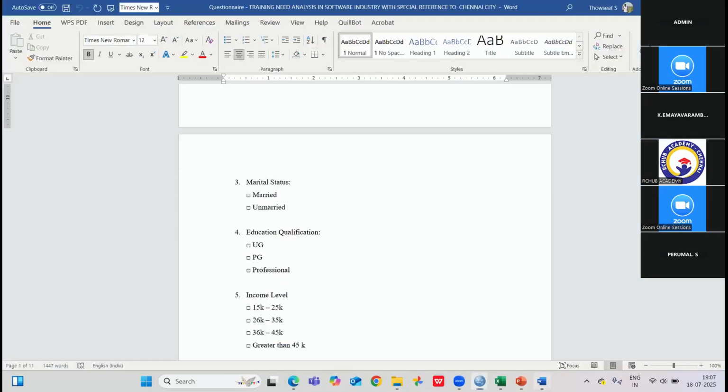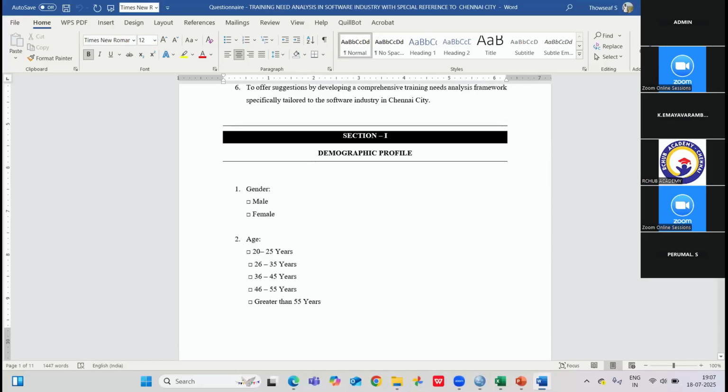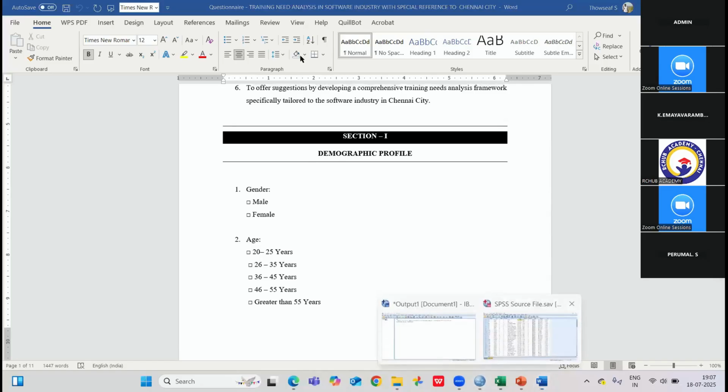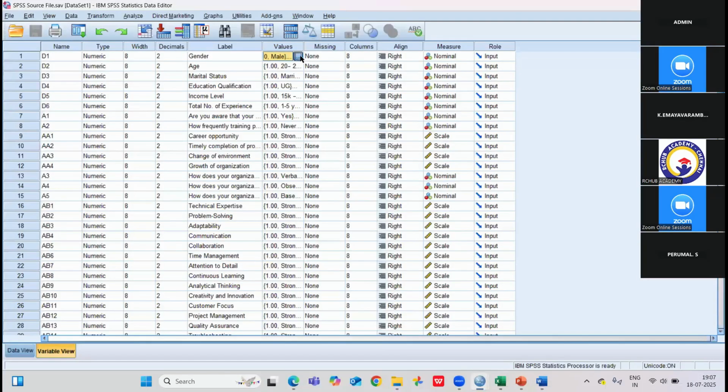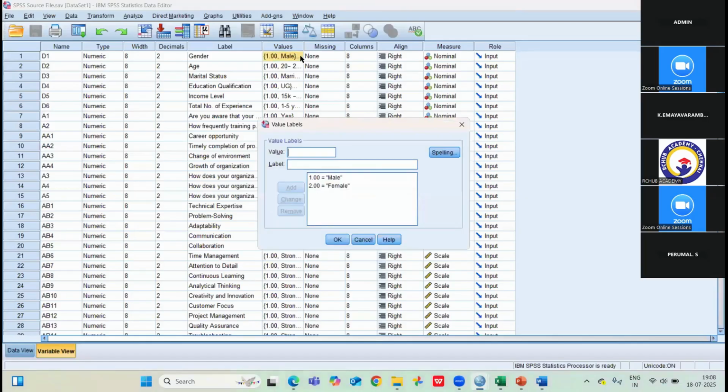So you see, the first option is male and the second option is female. 1 is male and 2 is female. That's what we have given in SPSS. This SPSS software does not understand strings or alphabets. It only understands numbers. So I have told it that if it is 1, understand it as male, and if it is 2, understand it as female.